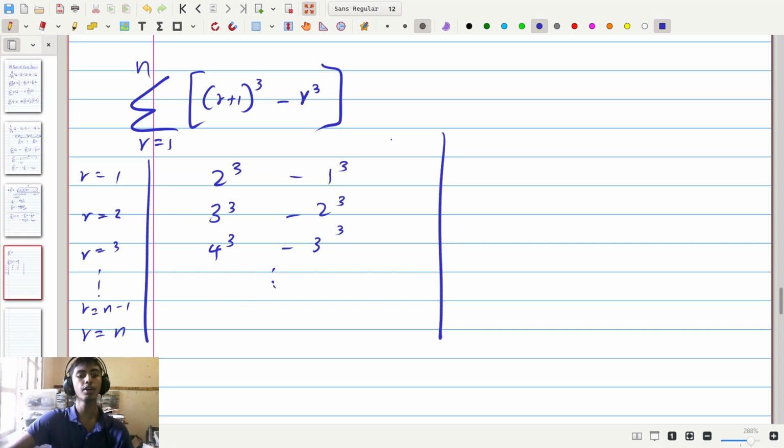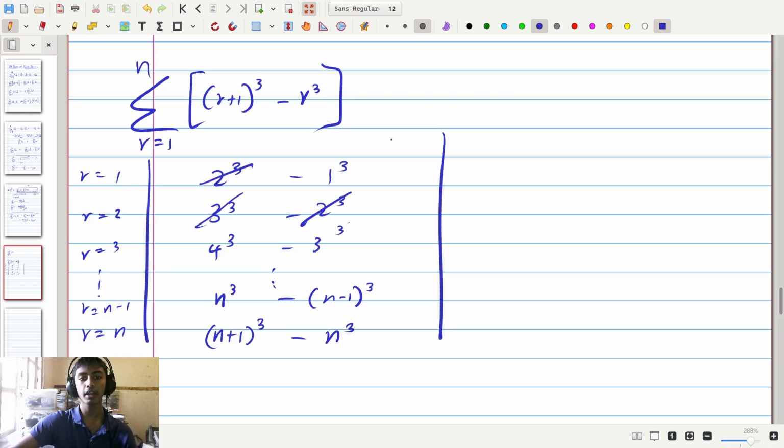For the very last term, for r equals n, we would have (n plus 1) cubed minus n cubed, and for the term before that, for r equals n minus 1, r plus 1 would be n minus 1 plus 1, which would just be n, so n cubed minus (n minus 1) cubed. This term cancels with this term, which cancels with the next term. Similarly, this minus n cubed term cancels with this plus n cubed term.